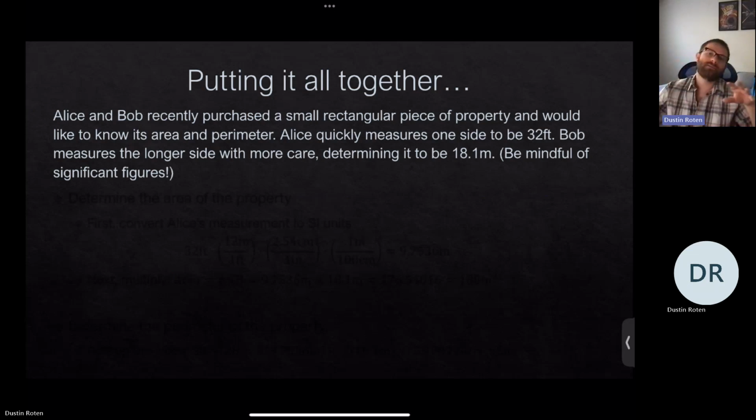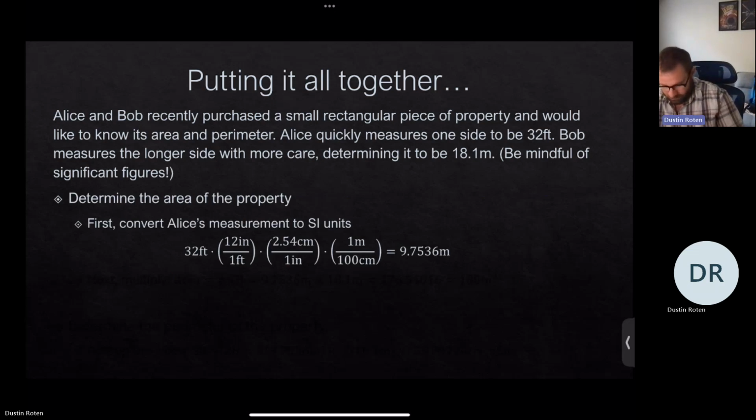So clearly we've got some issues because we have two different types of accuracy. We've got two different systems of measurement. So we need to be mindful of this difference in measurement, and we also need to be mindful of significant figures. So first, let's determine the area of the property.